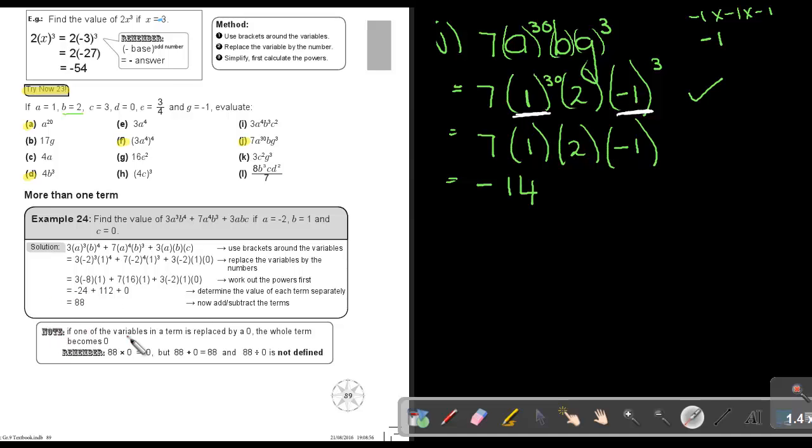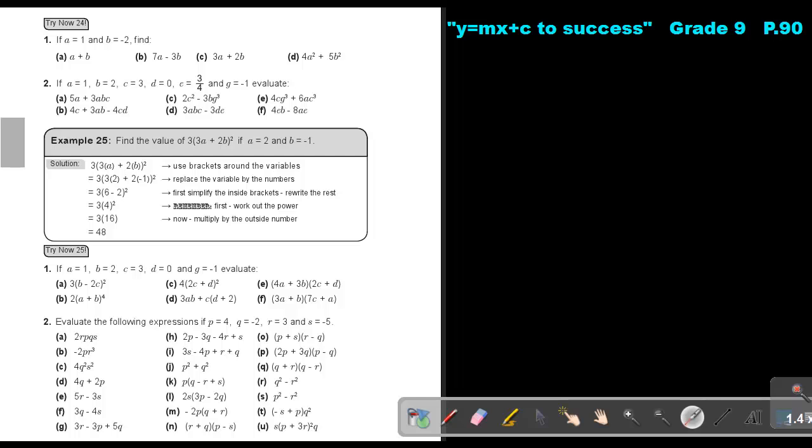Okay, note, if one of the variables in the term is replaced by 0, the whole term becomes 0. Because there was a 3 multiply A, multiply B, multiply C. And as soon as you multiply by 0, the whole term will become 0. Okay, and it's exactly the same. We first just did the powers, and then after we did the powers, we can just multiply, and that was the final answer.